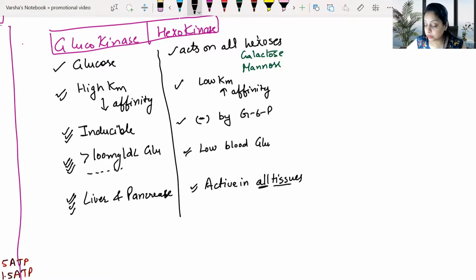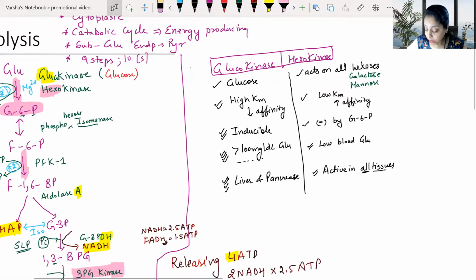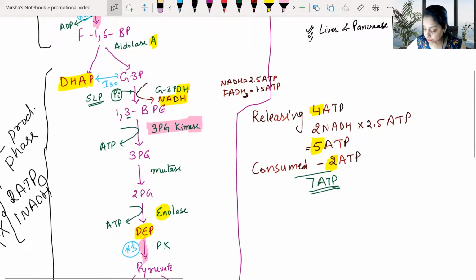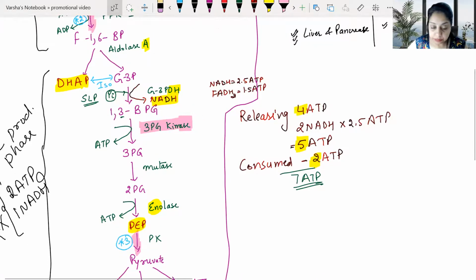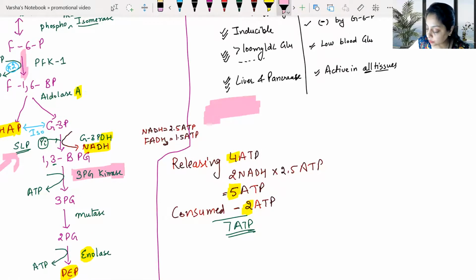So this is about the enzymes. What is the difference between the enzymes? Now, this is your substrate level phosphorylation. Is there something else? We need to know about aldolase. Now we will be writing about aldolase.